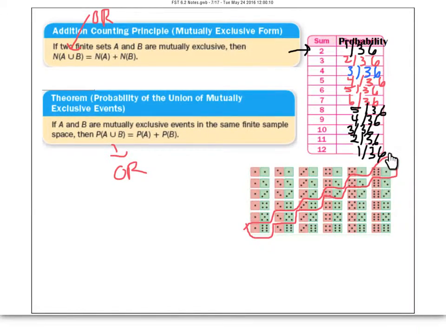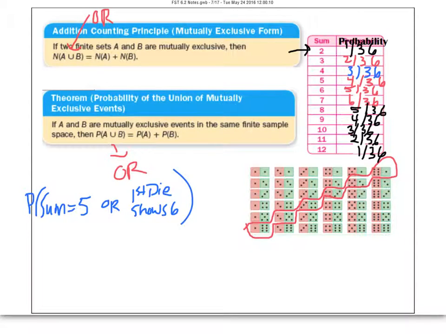So let's use these calculations over here to answer some questions. Let's do one here with the probability. So let's try applying these formulas. What if I ask, what's the probability that the sum is a 5, or that the first die shows a 6? If we do the formula, what we would do is just break it into this. The first one would be the probability the sum is a 5. Then I would add to it the probability that the first die is a 6.